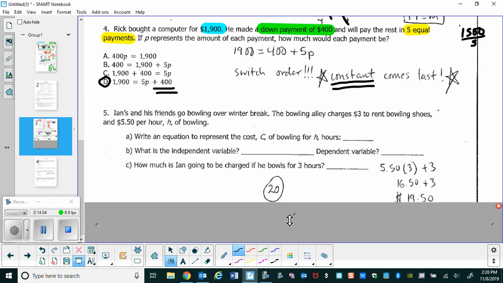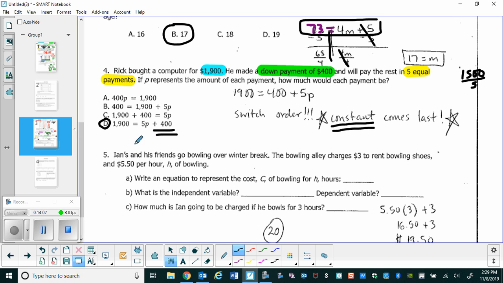All right, and now here we are on this last problem. We're on page 20, the last problem. And we have that Ian and his friends are going to go bowling over winter break. Now the bowling alley charges $3 just to rent your bowling shoes, and then it's $5.50 per hour that you're bowling. So we want to write an equation here to show the total cost based on how many hours you've been bowling. So the cost is going to be the $5.50 per hour, no matter what. And then you have the $3 just to rent the shoes.